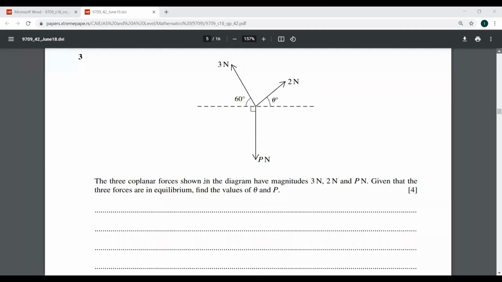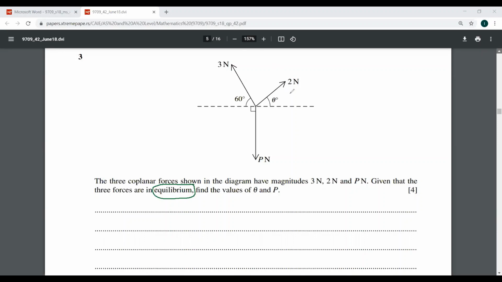So guys, this third question is clearly on resolving forces. It says the three coplanar forces shown in the diagram have these magnitudes. Given that the three forces are in equilibrium, so you have to pick this word here. So we have to find the value of theta and P. We had the same question in the June 19th question paper as well.